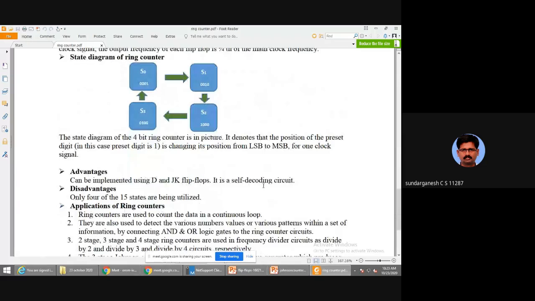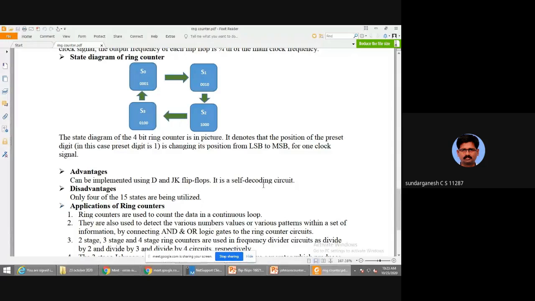So what are the advantages? You can implement this ring counter with either D flip-flops or JK flip-flops. For JK flip-flops, you have to connect both inputs together. It is a self-decoding circuit. The disadvantage is that it can use only 15 states. You cannot move beyond 15 states.